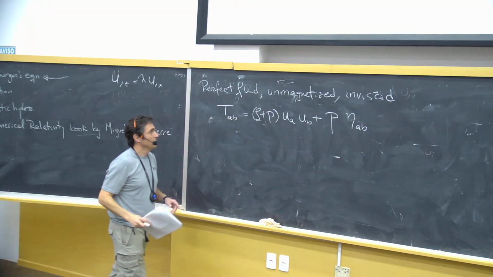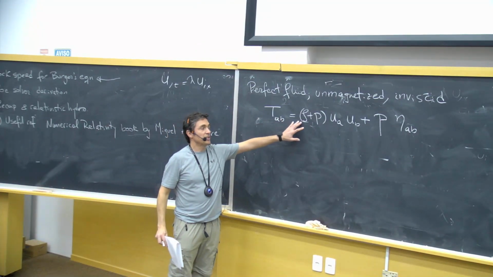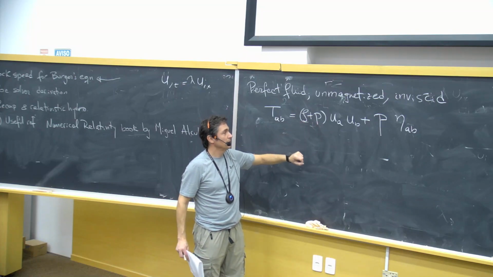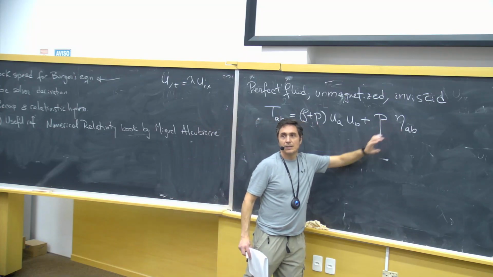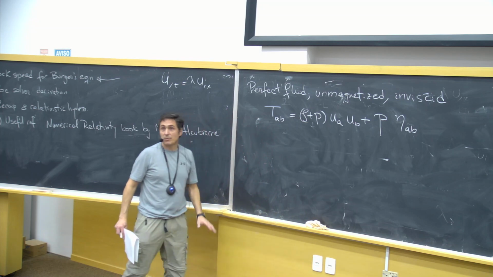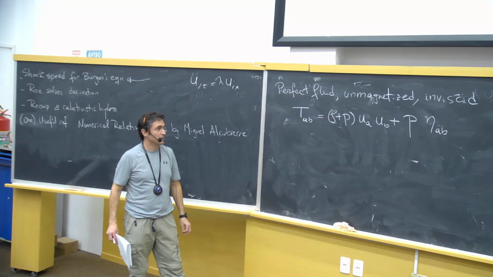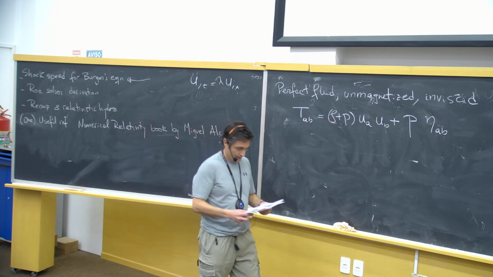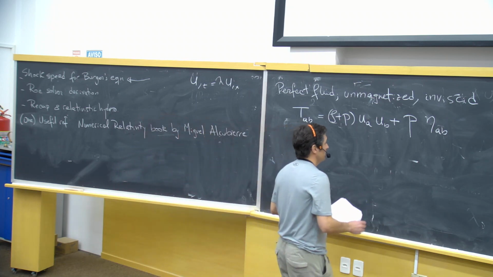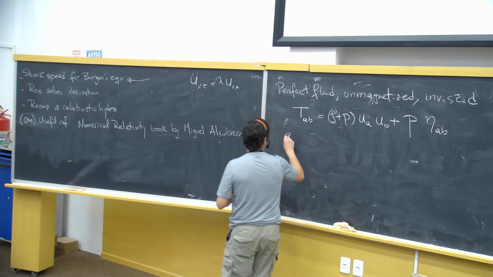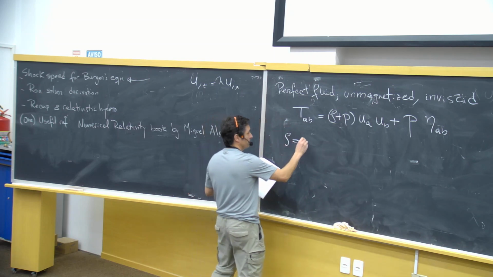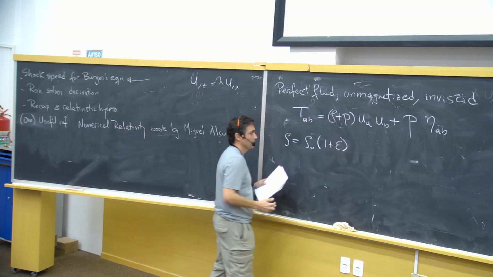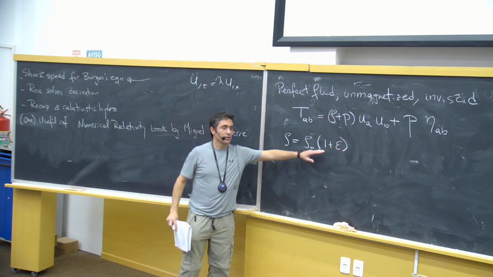So we have rho, which has to do with energy density. P is the pressure associated to that fluid. And eta is the Minkowski metric. As I said, we're just thinking that for the moment we're living on an otherwise flat spacetime. So rho is defined by the following relation. It's rho naught, 1 plus epsilon.